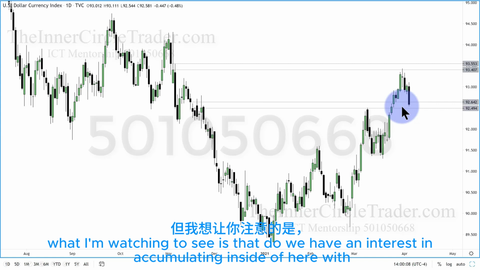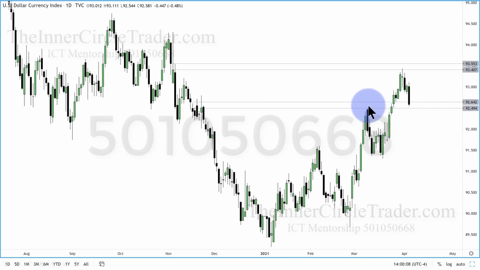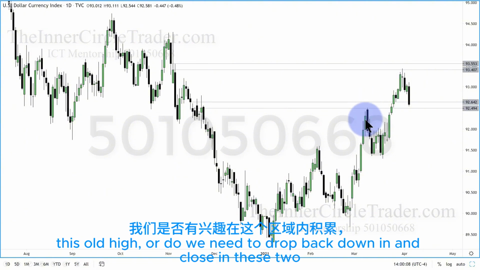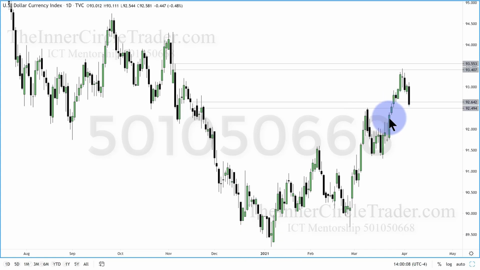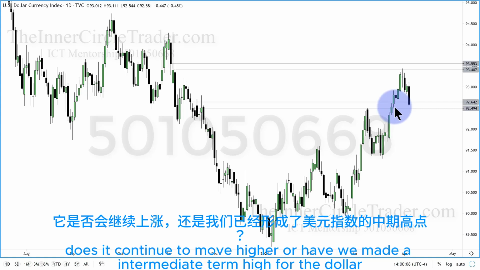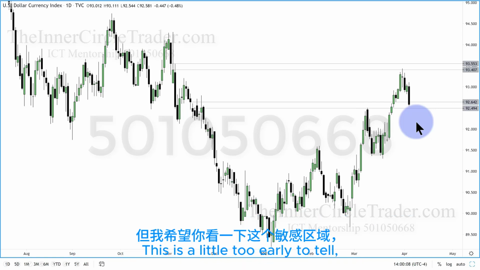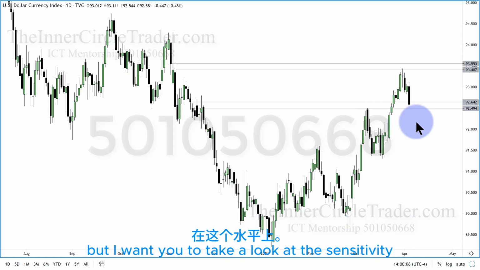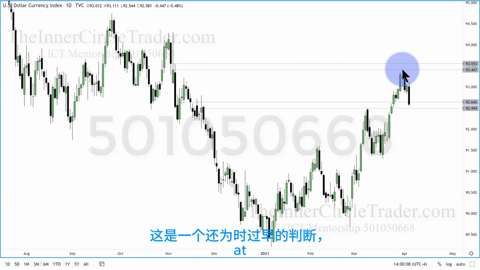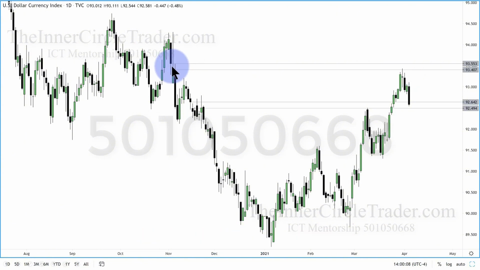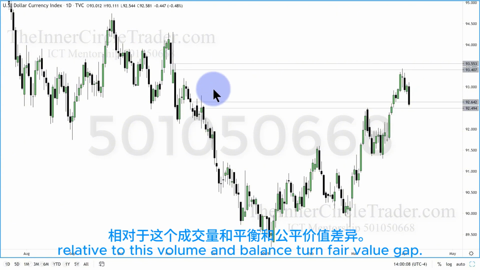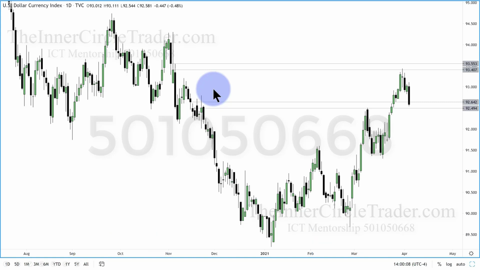So what I'm watching to see is, do we have an interest in accumulating inside of here with this old high, or do we need to drop back down and close in these two volume imbalances, this one and this one? And does it continue to move higher, or have we made an intermediate term high for the dollar index? It's a little too early to tell, but I want you to take a look at the sensitivity at that level relative to this volume imbalance turned fair value gap.